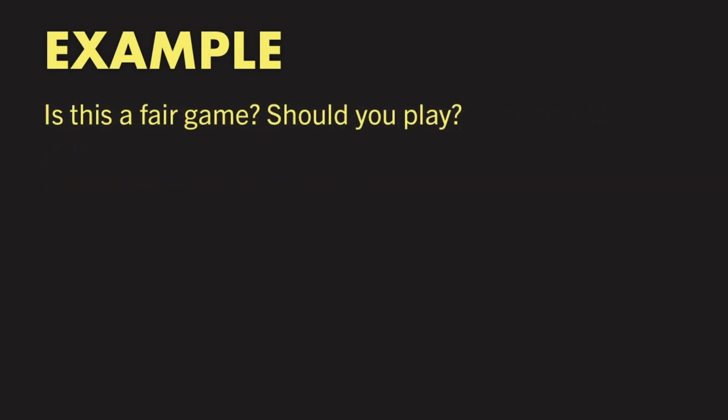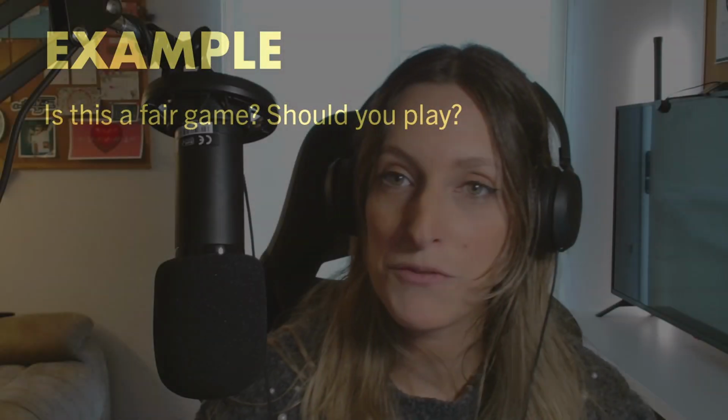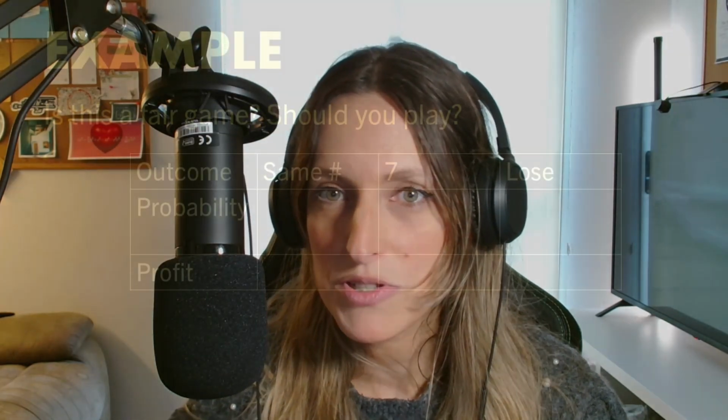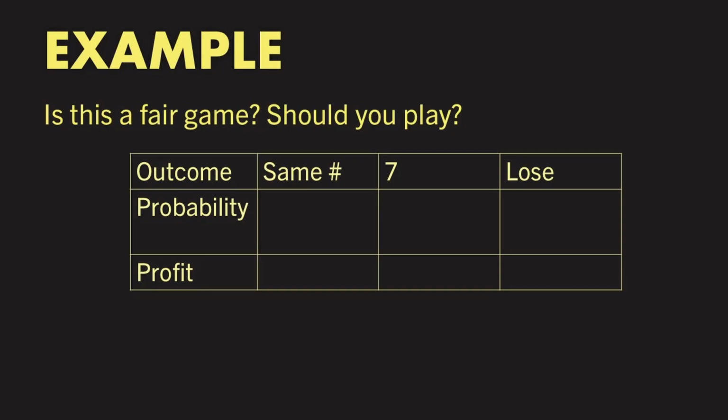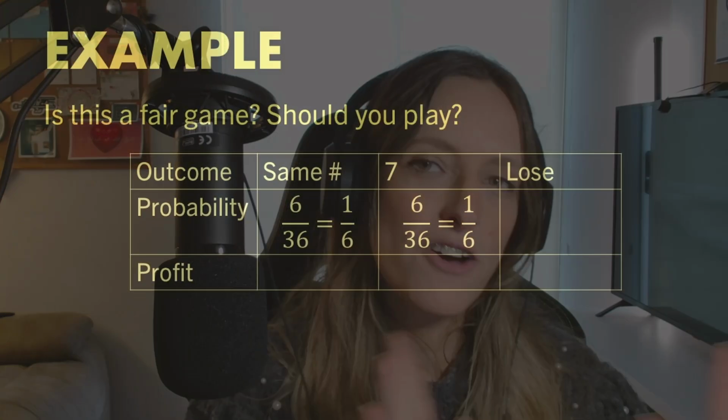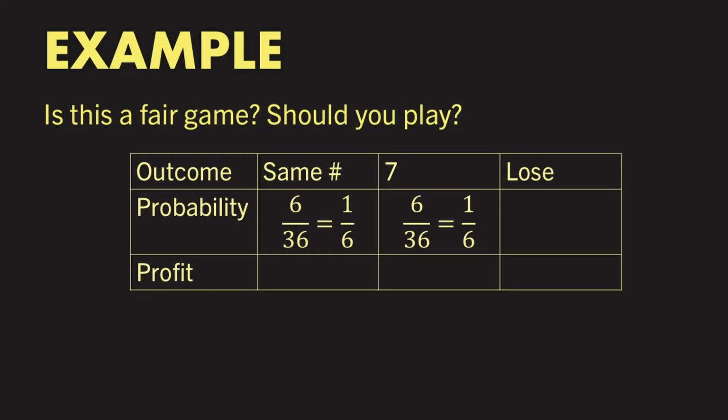Let's say you wanna know if the game is fair or not, to decide if you want to play it. So let's analyze the possibilities. The possible outcomes are getting the same numbers, getting an overall 7, or losing. The probabilities for each are: getting the same numbers, there are 6 of the 36 possible outcomes where that happens. Getting a 7 is, well, you can get a 1 and a 6, a 2 and a 5, a 3 and a 4, a 4 and a 3, a 5 and a 2, and a 6 and a 1. There are 6 of the 36 possible outcomes. And losing, there are 24 over 36 possible outcomes.